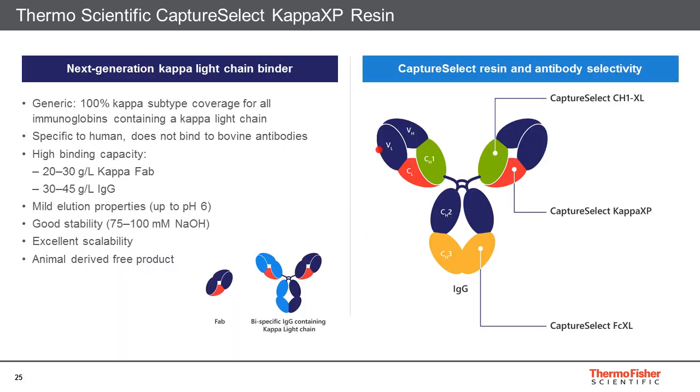Next to that, we recently launched Kappa XP. Kappa XP is generic to 100% of all Kappa subtypes out there. So unlike protein L, it will do 100% of the Kappas. It's specific to human. It's got a high binding capacity for Fabs, so for Kappa Fabs, actually higher than Ch1 Excel. And it's got a very high capacity as well for monoclonals. It's got built-in mild elution, good stability, excellent scalability, and as with all of our products, it's non-animal derived.